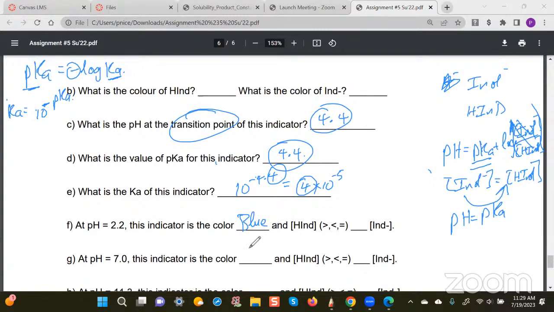So the next question is, that indicator acid molecule, is its concentration greater than, less than, or equal to the concentration of the conjugate base? Less than. Why do you say that?